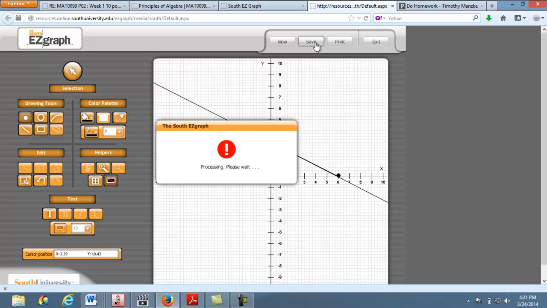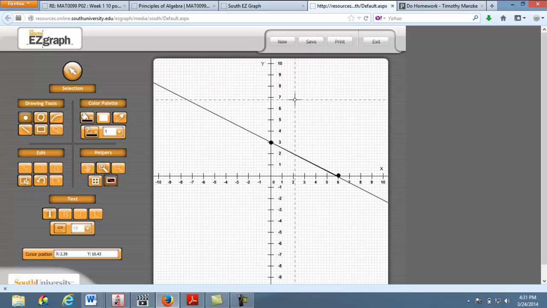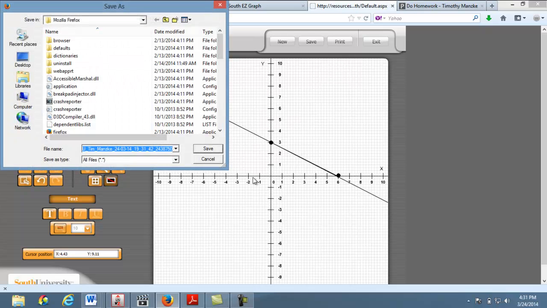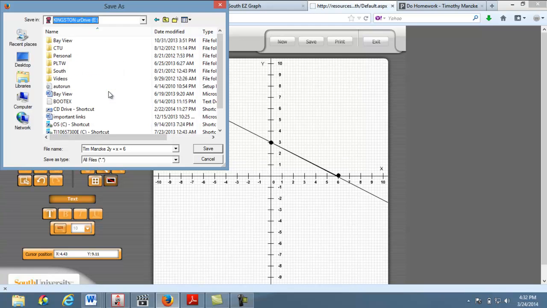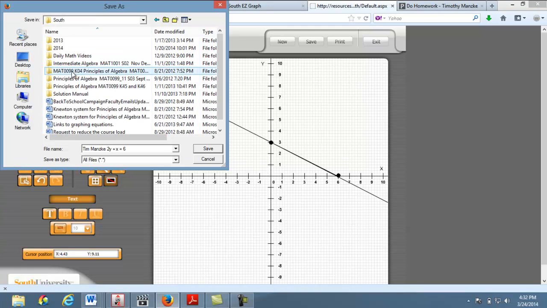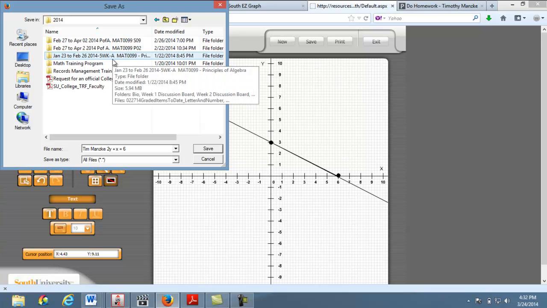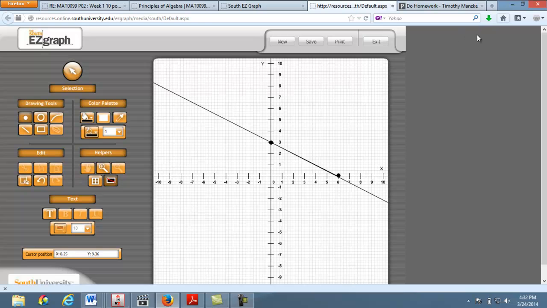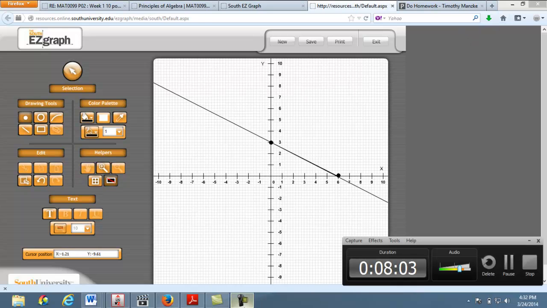And then you would save. I'm going to save my graph. Yes, I'll click OK. I would give it a name, Tim Manzke, and I think it was 2y plus x is equal to 6. You would save it somewhere. I have a folder, so I'd probably put it in my South folder, or wherever I felt it was important to put. And then I would just save. And that would conclude my example of graphing.